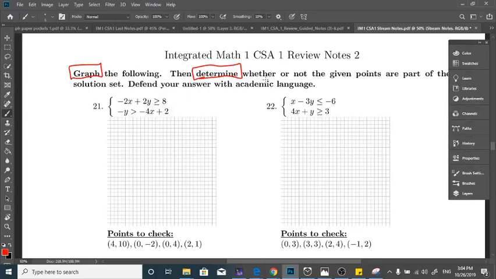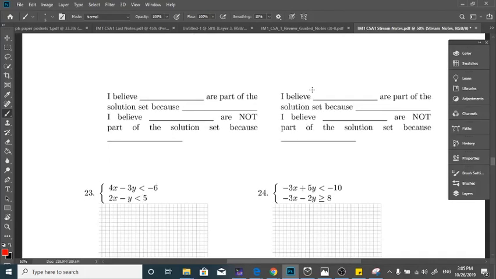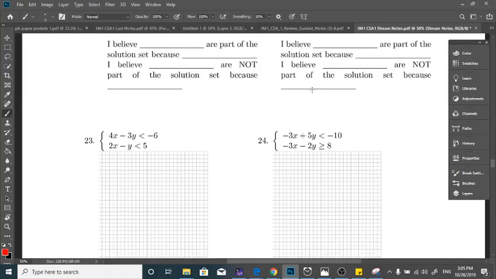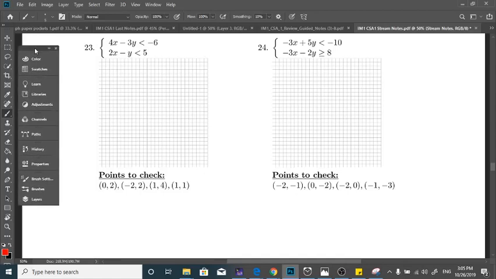So graph and then determine whether or not the given points are part of the solution set. Defend your answer with academic language. Here's a bit of a frame that you can use. I believe blah blah blah are part of the solution set because something. And then I believe the ones are not because reason. So because is very important. You want to have a reason. Most of the points on the test, or on like anything actually nowadays, is going to be for the reason, not just for the answer. The answer is not the most important part. The reason is.